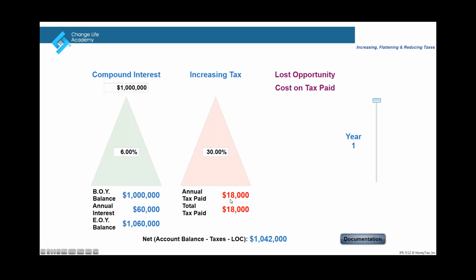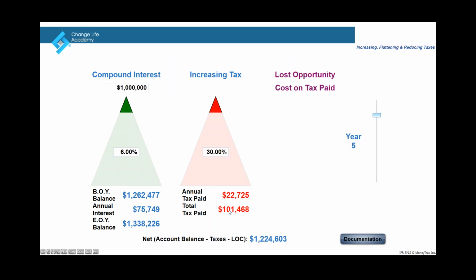So, as you can see, in year one, at a 30% tax bracket, they have a tax bill due that year of $18,000. If you look at that over a 5-year period of time, now that my account has grown, my tax liability has grown right along with that. So now that year, I owe $22,725 instead of $18,000. So cumulative over 5 years, I've now paid a total of $101,000 in taxes.